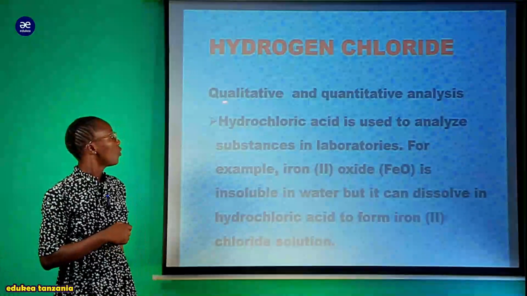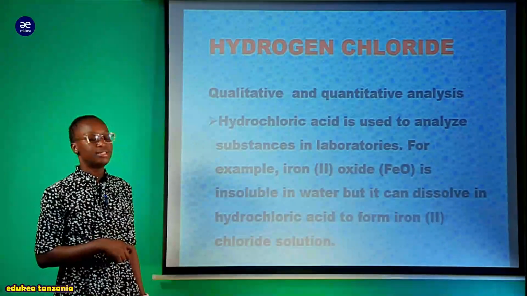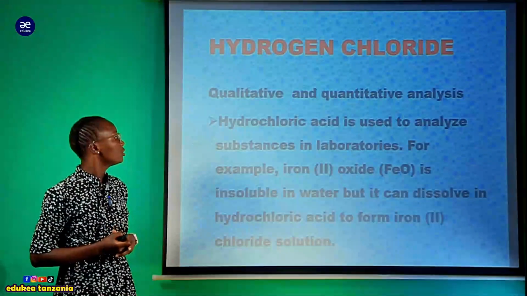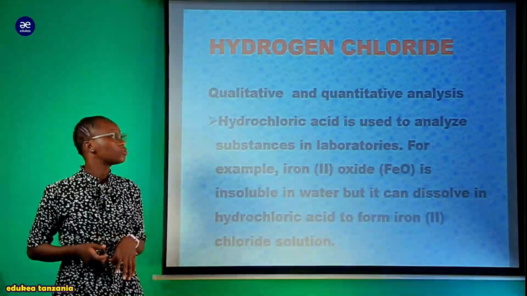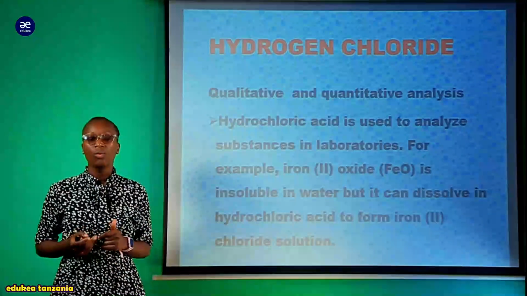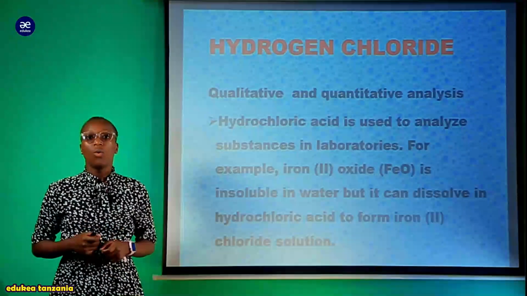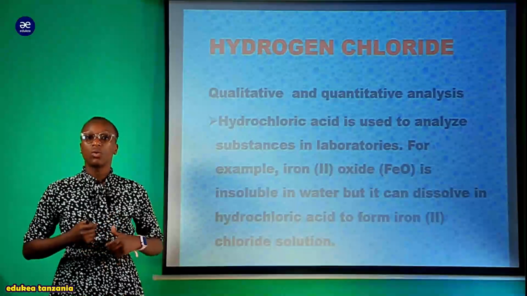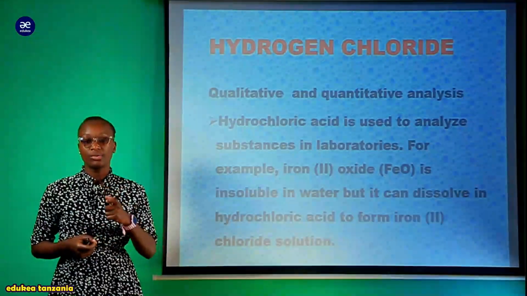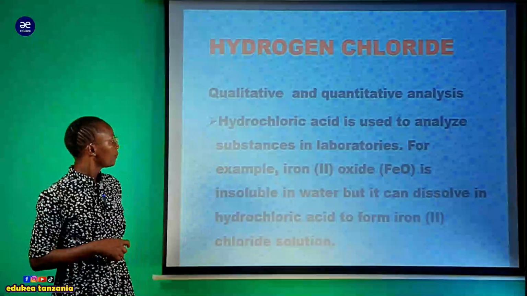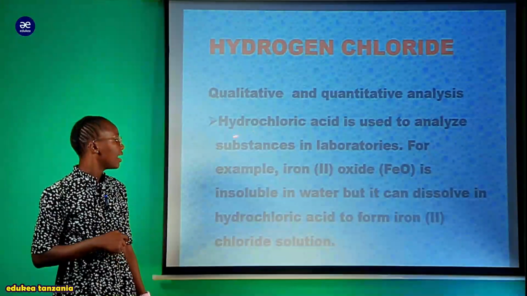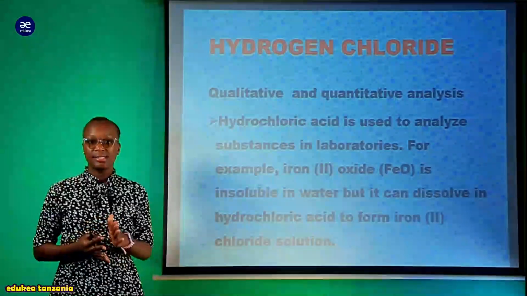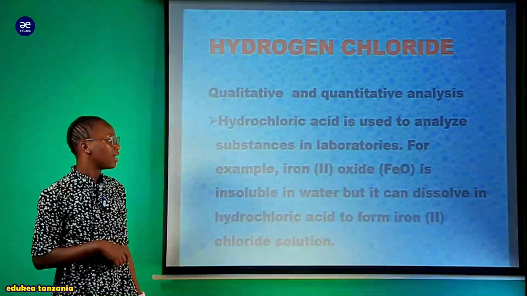Another is qualitative and quantitative analysis. When we talk about qualitative and quantitative, here we are going to see how the hydrochloric acid inatumika katika qualitative and how it's used in quantitative. And when we talk about qualitative, we are talking about the quality, but when we talk about quantitative, we are talking about the amount, quantity. Now hydrochloric acid is used to analyze substance in laboratories, kwamba yenyewe inatumika katika analysis of the substance in the laboratory.